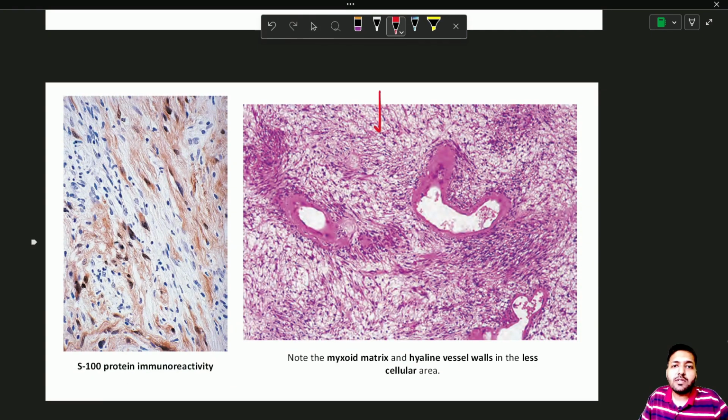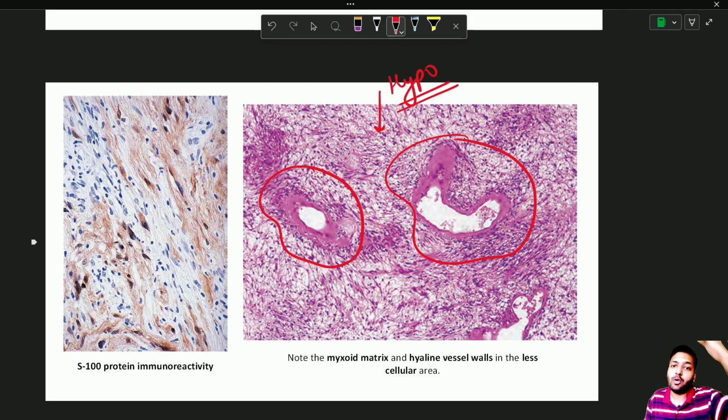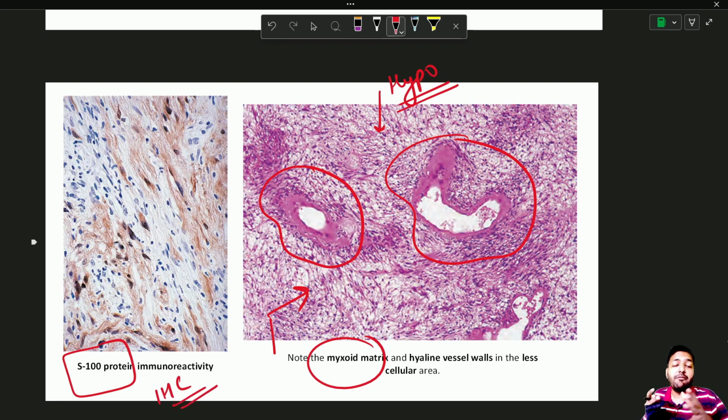Then we see the hypocellular area over here. First of all, there are the same spindle shaped cells with buckled nuclei, but what we also see is the presence of thickened, hyalinized blood vessels. And if you see the background, it comprises a myxoid matrix. So it's hypocellular with a myxoid matrix background, along with hyalinized thickened blood vessels. And the S100 protein IHC that we have seen is showing diffuse positivity.